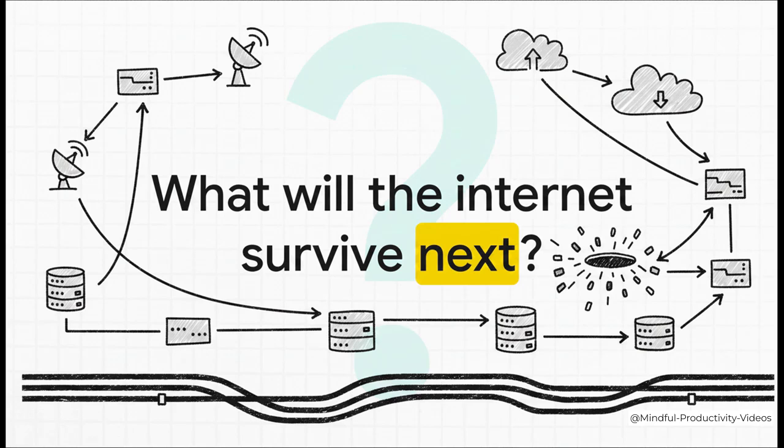And as our modern world becomes increasingly dependent on this underwater light-speed network, it leaves us with a pretty fascinating question. The internet was designed to survive a nuclear strike. So, what will it survive next?